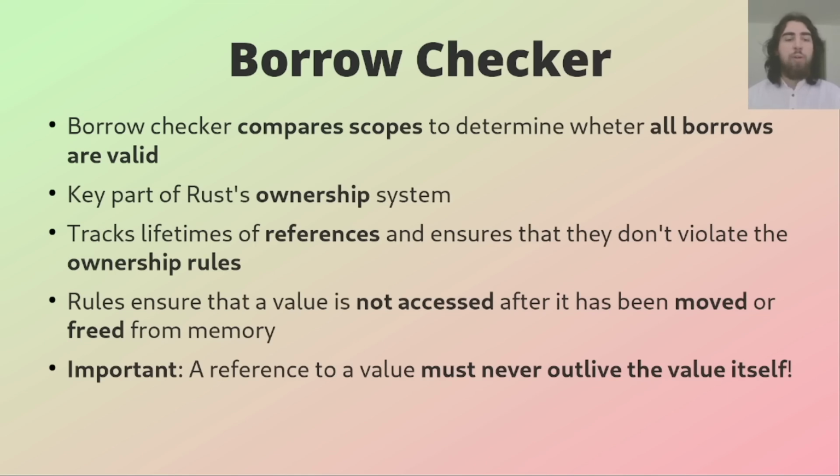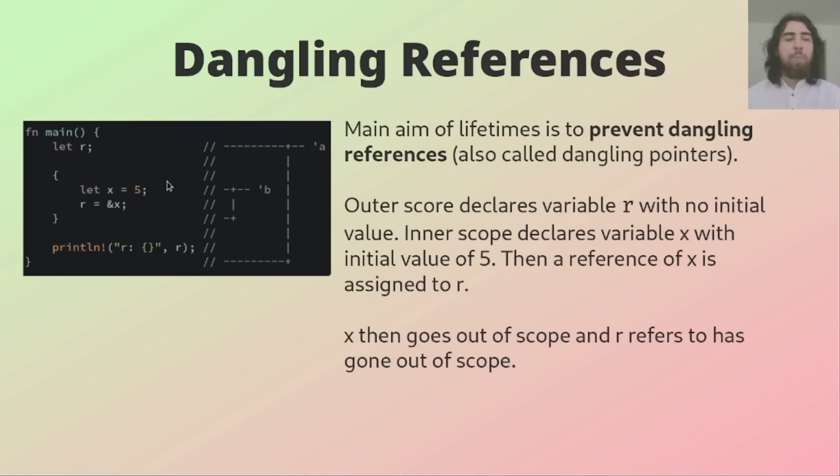So you have to remember especially the last line. A reference to a value must never outlive the value itself. So when we go back here, as you can see, we have a reference to value 5. Now the problem is that this reference outlives the value itself, meaning x, holding this value we are referencing, goes out of scope, meaning the reference here lives longer than the actual value it is referring to. Alright?